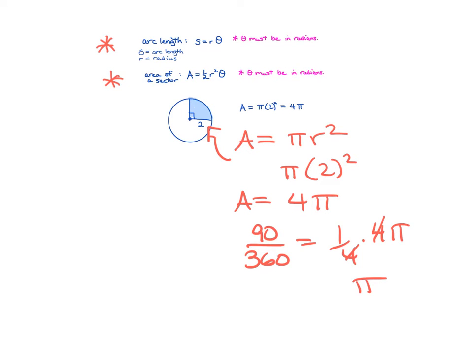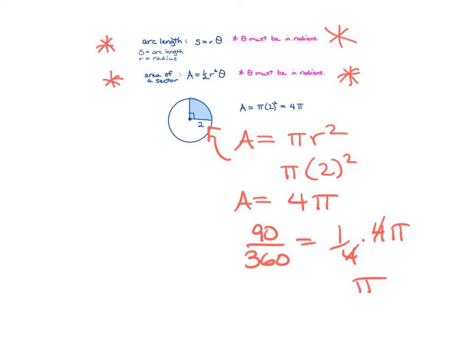However, we're just going to use these 2 formulas. Our theta measure must be in radians. So if I give you a question where theta is measured in degrees, we need to convert it by multiplying it by pi over 180. You can either choose to convert before you plug it into the formula or do it within the formula.